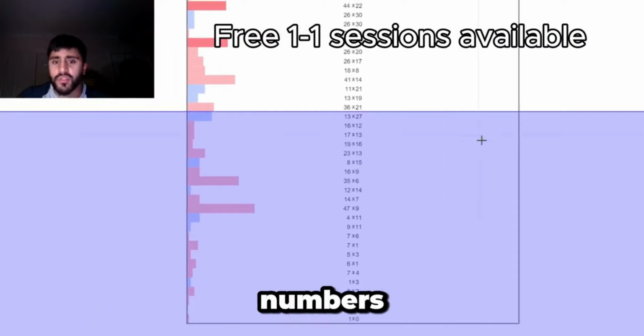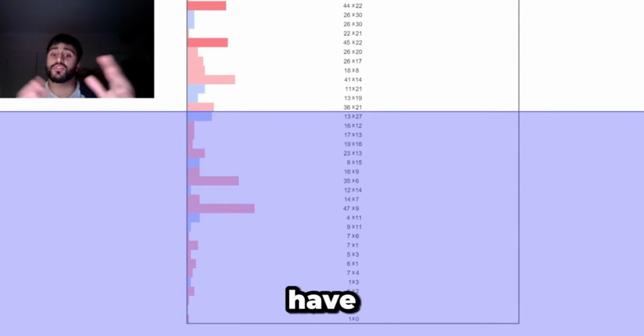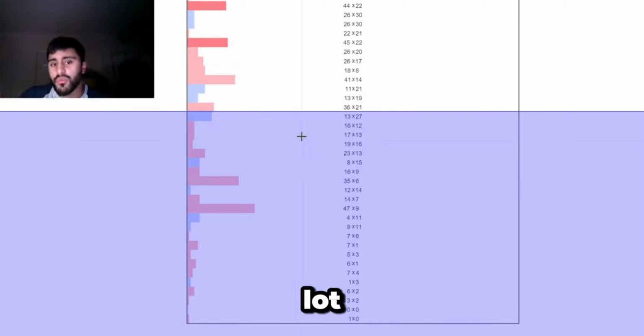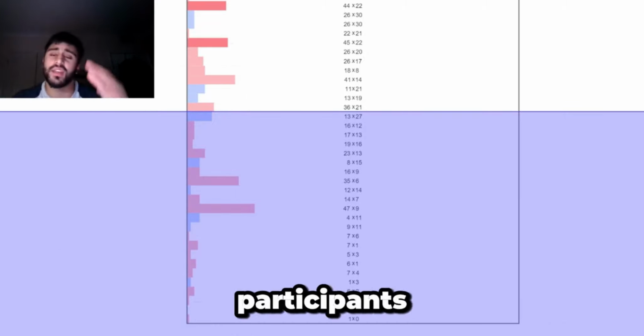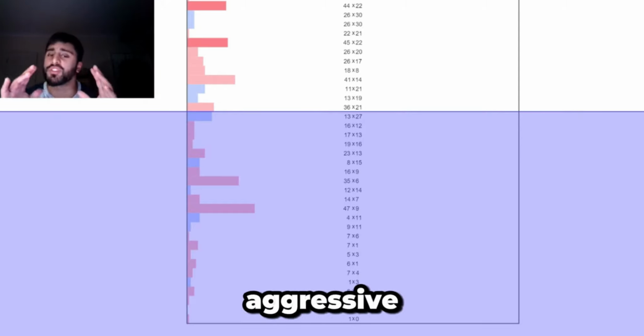So now that we have some numbers over here, it looks very complicated, but I'm going to break this down for traders very simply. You have two numbers, a bid and an ask. The left number is the bid, the right number is the ask, right? So in this case, we have a lot of red over here. The red represents the fact that there's more market participants hitting the bid than the ask. So this means that there's more aggressive sellers than there are aggressive buyers.